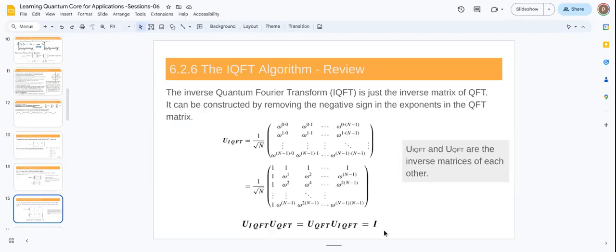Basically all ones will be there, n by 1, and all the other than the diagonal ones will be 0, and that is identity. So what it means is it is reversible. Whatever your UQFT, you can apply a UIQFT, they are inverse of each other, and the total will come out to 1, which is nothing but null in this case, which is an identity matrix.